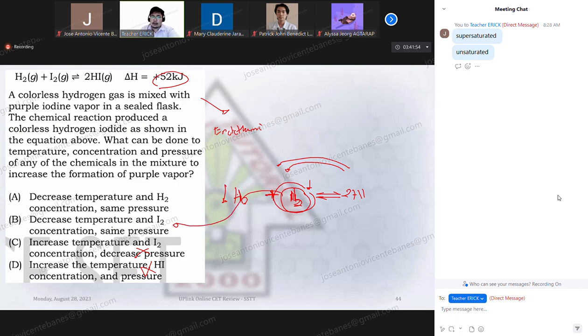And therefore, you don't need to change the pressure. And therefore, the answer would be letter A. So, decrease the temperature, decrease the hydrogen gas, but keep the same pressure.